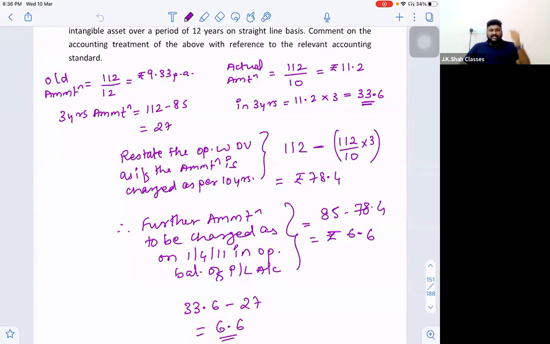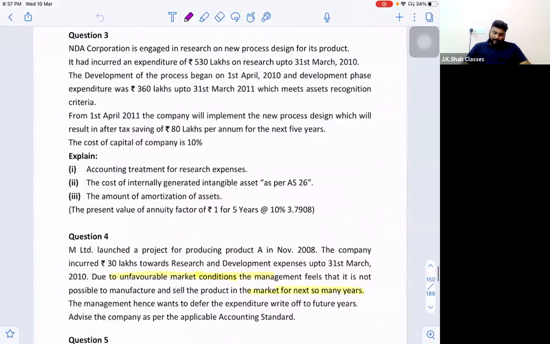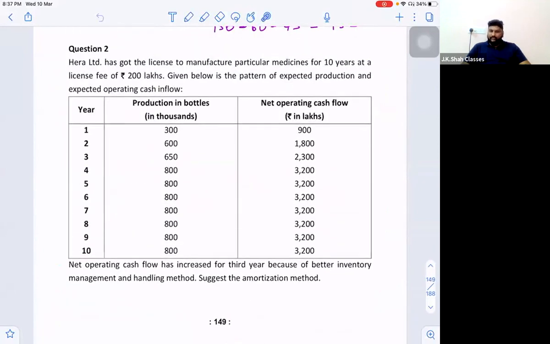So you can show the calculation as first year's amortization, second year, third year, and directly 4th to 10th year together, so that you can save time in the exam. You just have to calculate the amortization. And see over here, they have given the production also, and they have given the operating cash flows also. So always remember, amortization is never done on the production basis. It is done on the basis of cash flows, that is future economic benefits. And future economic benefits, you can see it is given. First year 900, second year 1800, third year 2300, and 4th year to 10th year it is 3200 only.